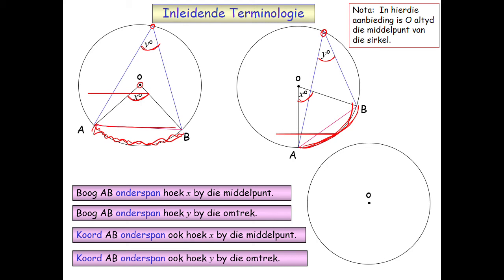Selfde storie daar, chord AB onderspan vir X by die middelpunt en chord AB onderspan vir Y by die sirkel omtrek. Same story here. Chord arc AB for X at the midpoint and Y at the circle circumference, or chord AB for X at the midpoint, Y at the circle circumference.